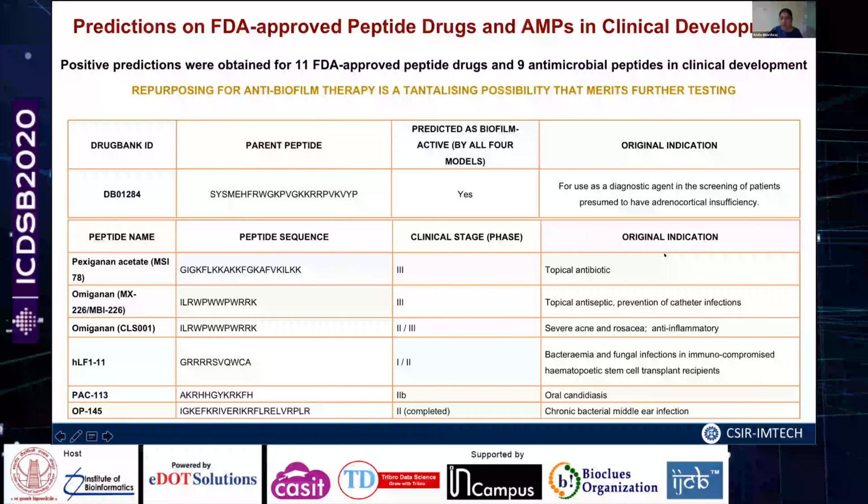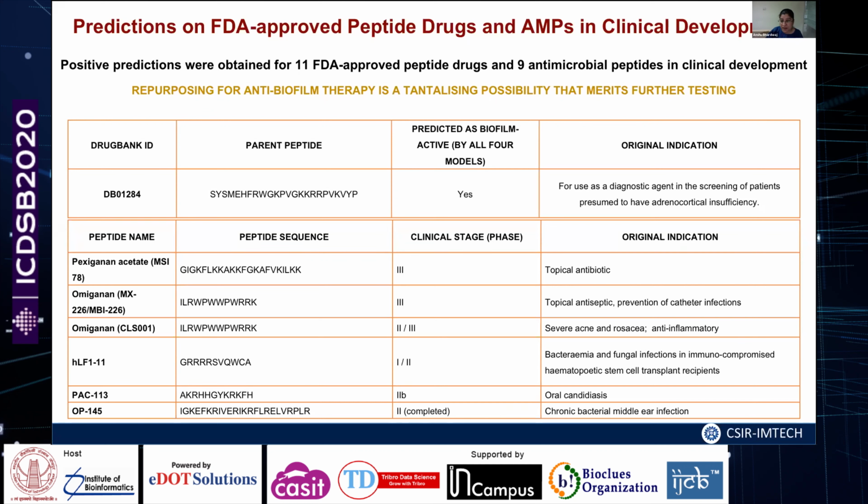And in order to make our application more relevant, what we actually did, we took 11 FDA approved peptide drugs and 9 antimicrobial peptides in clinical trials, and based on that, we made a prediction. Since we have 6 models, these are all the predictions coming from at least 4 of them. So the point is that there are multiple models which are saying that this has an antibiofilm property.